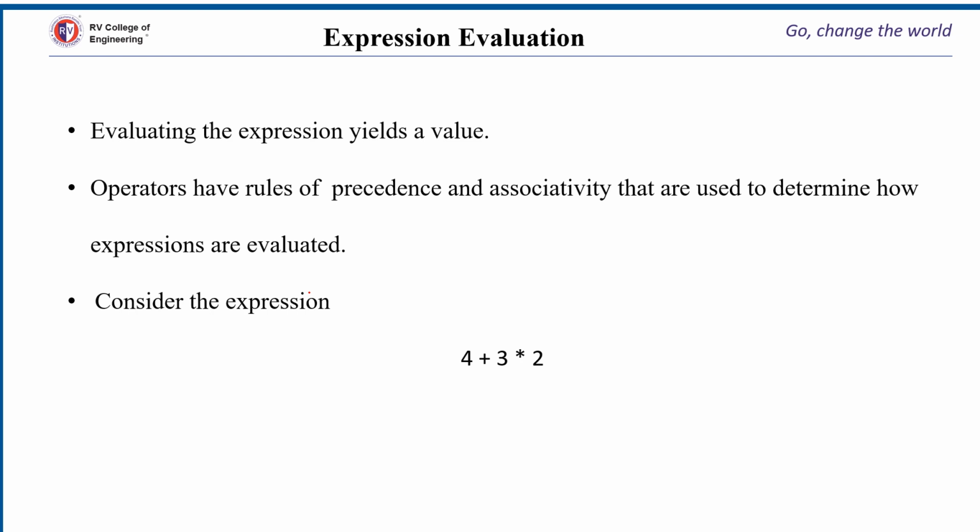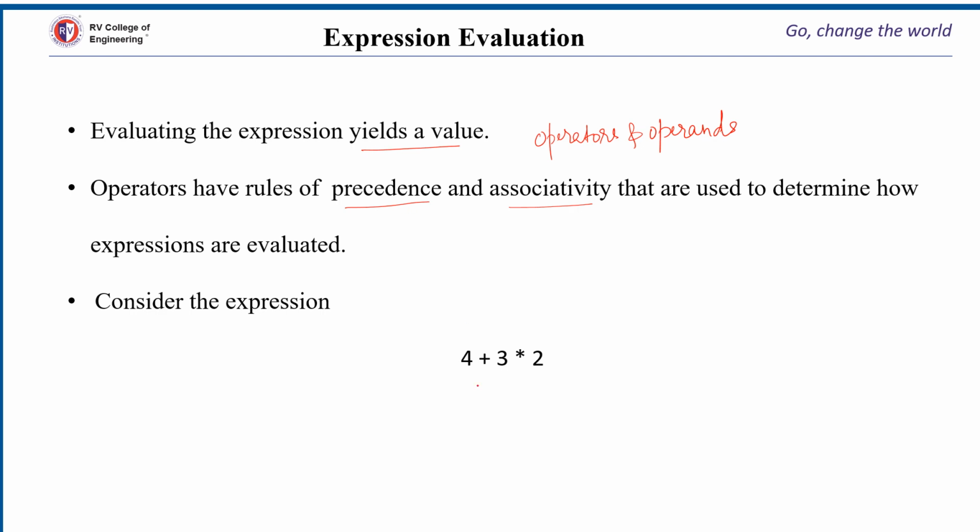An expression, as discussed, is a combination of operators and operands. It yields a value. Now, how are these operators evaluated? There are basically 2 rules. One is precedence and the other is associativity. Both of these determine the order of evaluation of the operators.